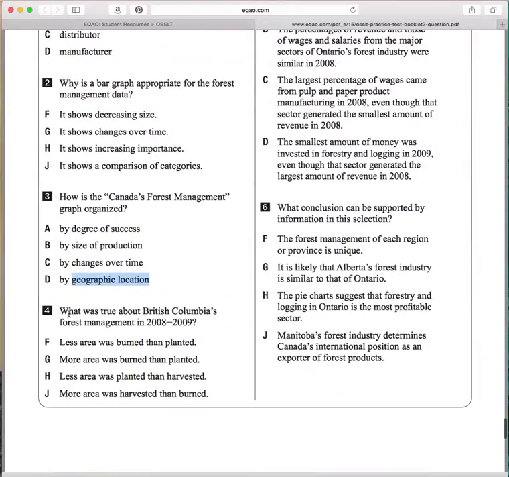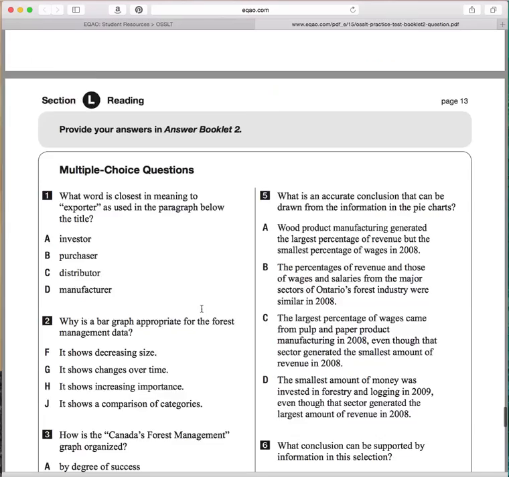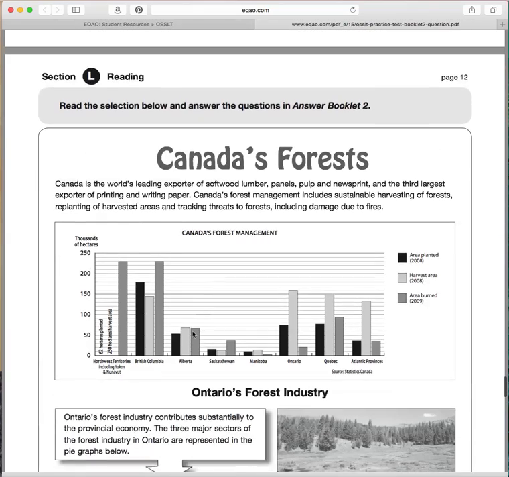Okay, so now they're telling us to specifically read about British Columbia in 2008 and 2009. And what we can see here, first of all, in comparison to the other provinces, British Columbia had a large area of forest burned in 2009, as large as the Northwest Territories did. So that's an interesting fact. There was a large forest fire, obviously, in British Columbia in 2009 that destroyed between 200 and 250,000 hectares of forest, which is far larger than any of the other provinces.